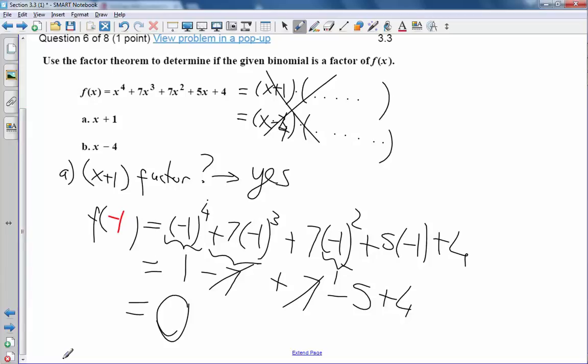What is the other option? Look, maybe you don't feel confident with raising negative 1 to the fourth power. Maybe you don't know how to do this. You don't have a calculator. How else would you compute f of minus 1? How else could you check if x plus 1 is a factor? I'm asking you this.